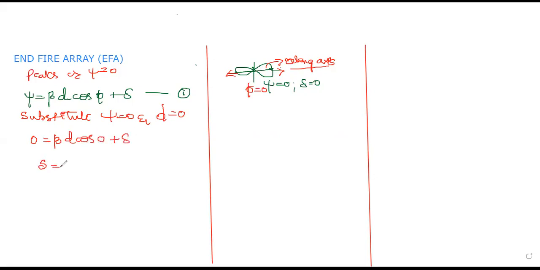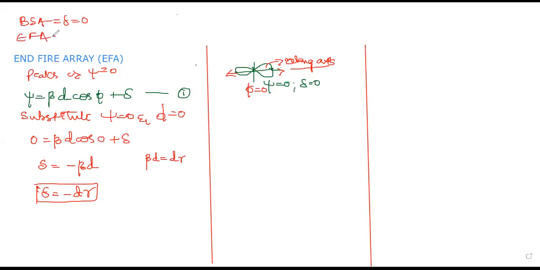So you have delta equal to minus, I'll bring this term to the other side, minus beta d cos 0. Cos 0 is 1, so you get minus beta d. But we know that in the non-isotropic case, beta d is equal to dr. So I'll write it as delta equal to minus dr. So this is the main difference between your broadside array and your end fire array. In case of your broadside array, delta will be equal to 0. In case of end fire array, delta will be equal to minus dr.